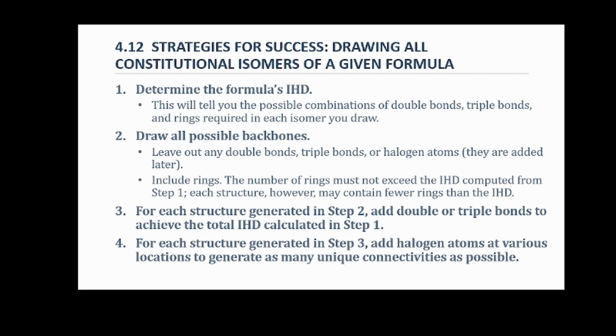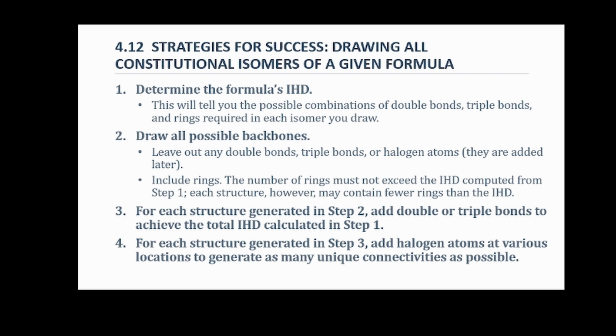So let's draw all possible backbones. What we're going to do is, again, get the formula's IHD. This is going to tell you the possible combinations of your double bonds, triple bonds, and rings that you would require for those isomers. You'll then draw all the possible backbones, leaving out the double bonds, triple bonds, or halogen atoms, because you can add those later and they don't affect the overall structure. You'll then include rings. The number of rings must not exceed the IHD computed from step 1.